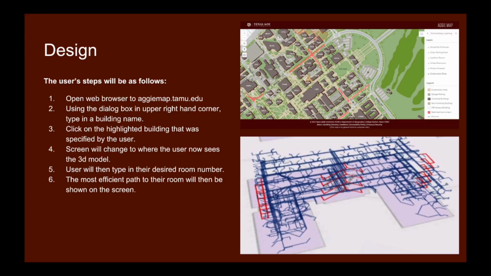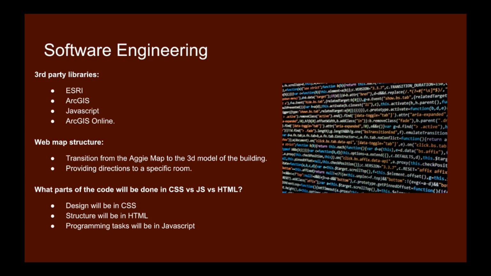The user will be able to type in their desired room number, and then efficient paths will be shown on the screen. Some of the third-party libraries that will be needed will be the following: Esri, ArcGIS, JavaScript, and ArcGIS Online. We will be using 3 different kinds of code.